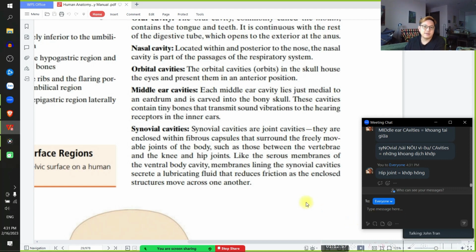Like the serous membrane of the ventral body cavities, membrane lining synovial cavities secrete a lubricating fluid that reduces friction as the enclosed structures move across one another. So it's just like the serous membranes of the ventral body cavities: the membranes in the synovial cavities also produce a lubricating fluid that reduces friction when the enclosed structures move over each other.